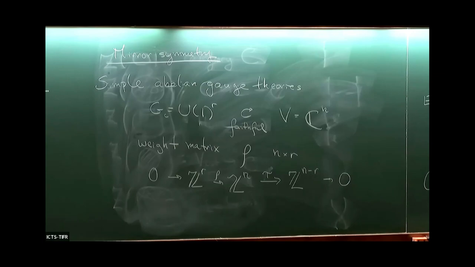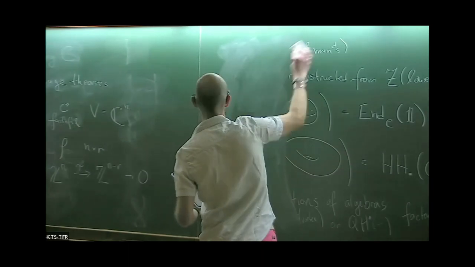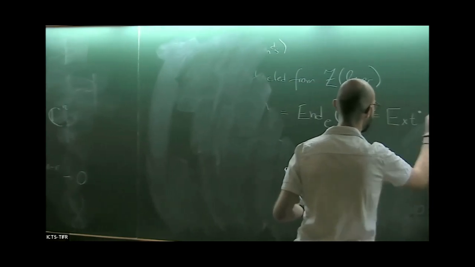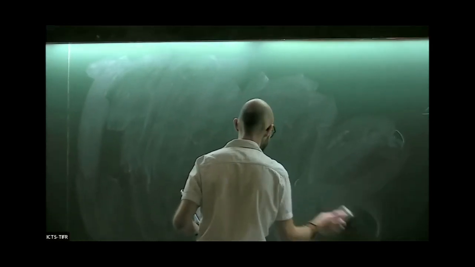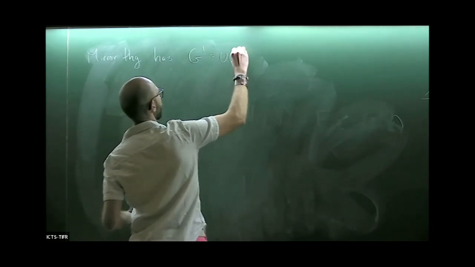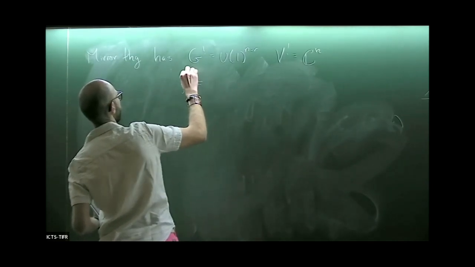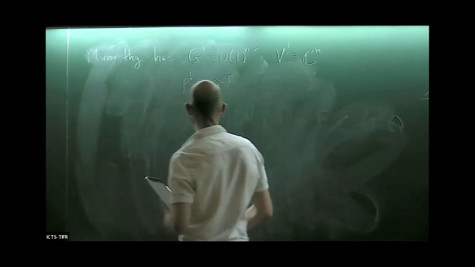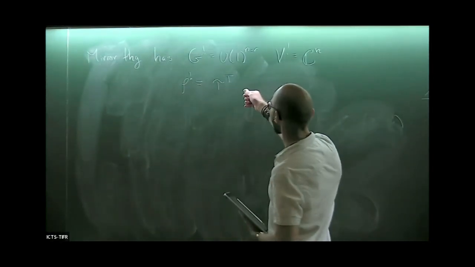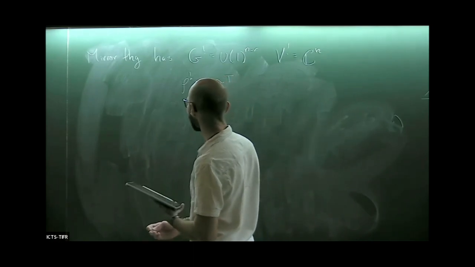Mirror symmetry is dualization of the exact sequence. This was known a long time ago, like in the mid 90s. So the mirror theory has a dual gauge group, U(1) to the n minus r, the same representation, and a dual weight matrix. By dualize the sequence, I mean take the transpose and turn the arrows around. So the dual weight matrix is tau dual or tau transpose. This is a nice closed class under the action of mirror symmetry.